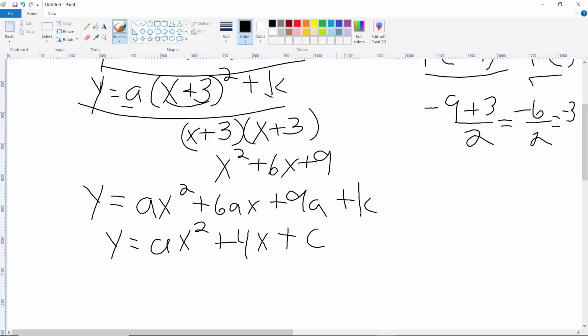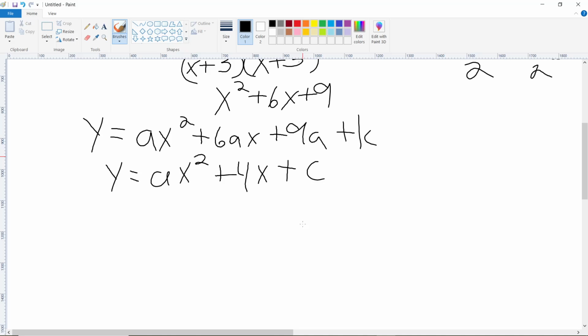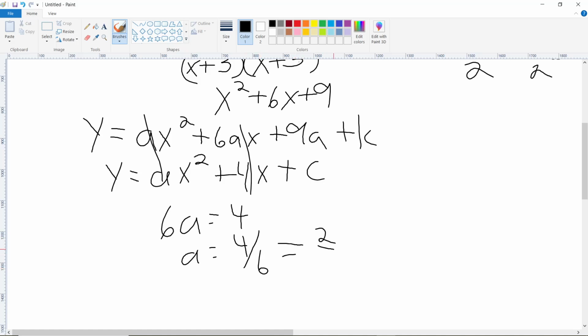And the question is, does a have to be greater than 1? And does c have to be less than 0? Well, a equals a, what does that help? But 6a equals 4, whatever's in front of x. I'm going to get a value for a right here. 6a equals 4. a equals 4/6 equals 2/3. So now if a equals 2/3, this is really y equals 2/3 x squared plus, well, 6a, 6 times 2/3 is 4, plus 4x.